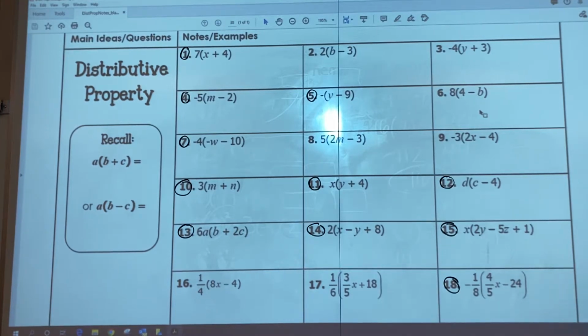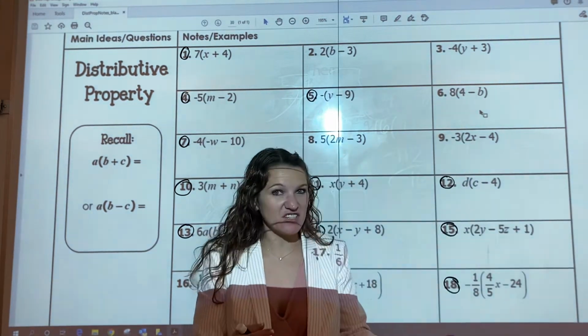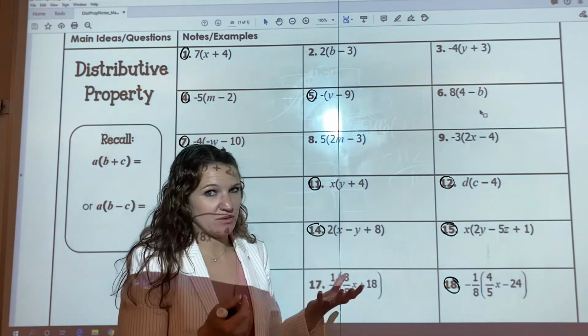Welcome back. Today we're going to be looking at the distributive property. Now I know a lot of you probably know what the distributive property is or you've used it before.